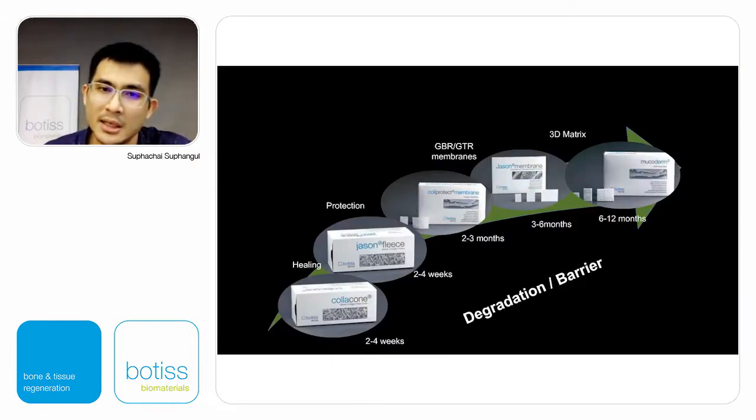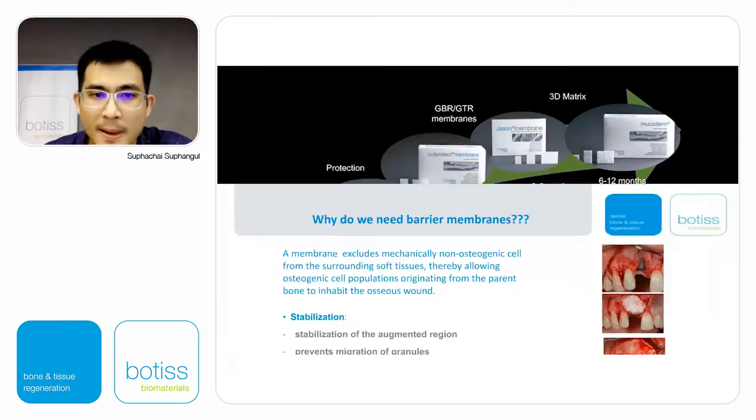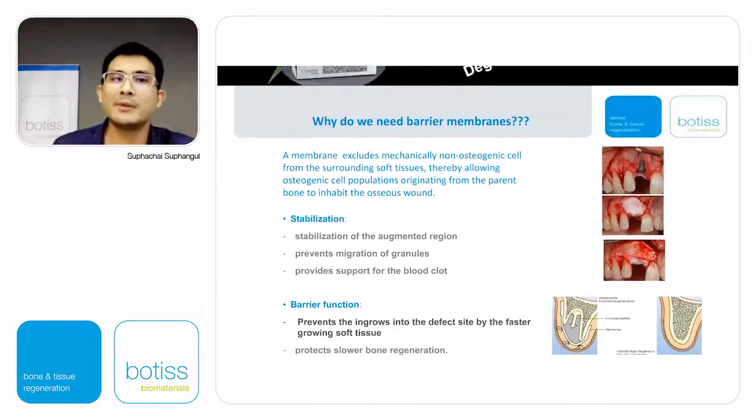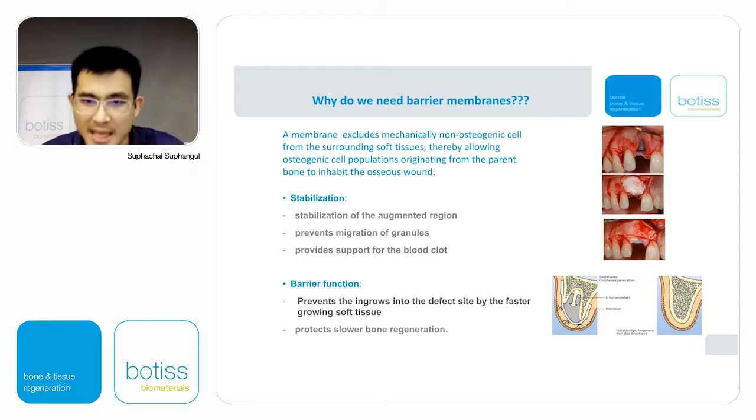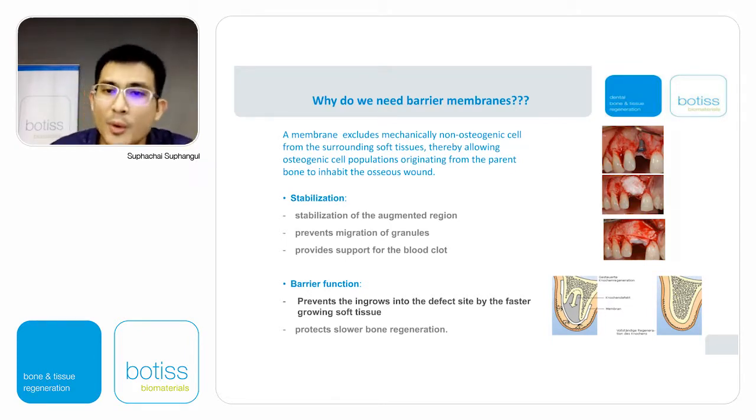Okay, let's move to the membrane. Why do we need the barrier membrane? I explained that previously. The barrier has the function to prevent the ingrowth of the soft tissue into the defect and protect the slow bone regeneration.